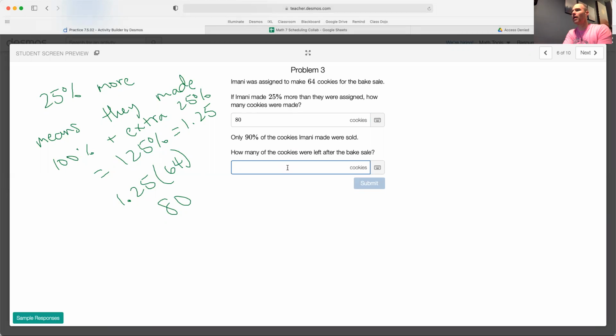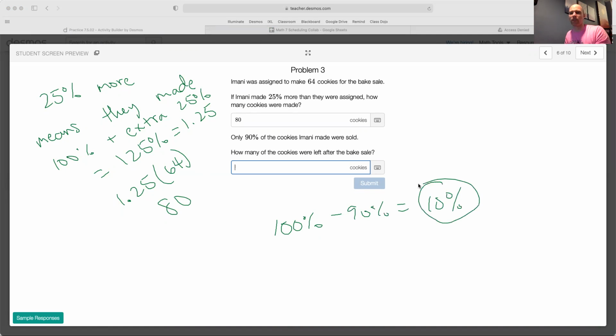And now it says 90% of the cookies Imani made sold. So how many cookies were left? Well, I think the easier way to think about this is instead of thinking that 90% sold, that means only 10% were left, right? If you start with 100% of the cookies you had, don't worry about the 125% anymore, because now the whole in this situation is all the cookies that Imani made, which is the 80, not the 64. So now 80 is represented by 100%. 90% of those sold, so 10% are left.